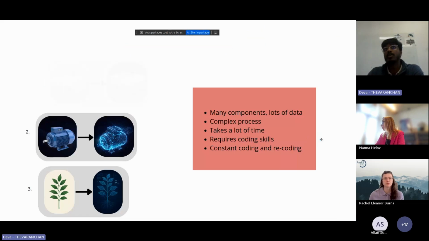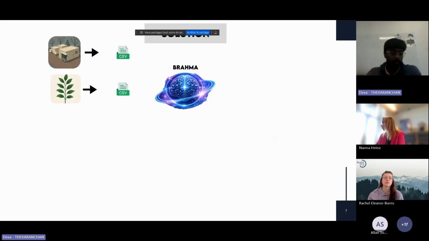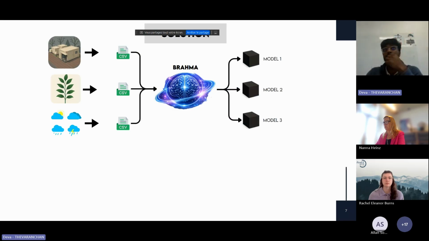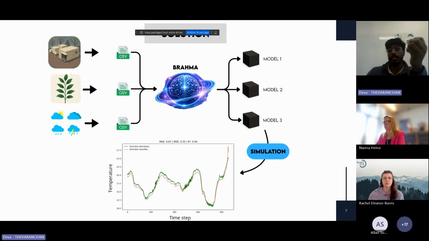So the solution we found is Brahma, a user-friendly tool that can take data from a climate cell, an ecosystem, or any type of data such as climate data, and it can automatically generate a model based on the database and allow us to use this model without requiring coding skills. So this is the basic idea of Brahma. And then we added two more steps: data processing and model testing.